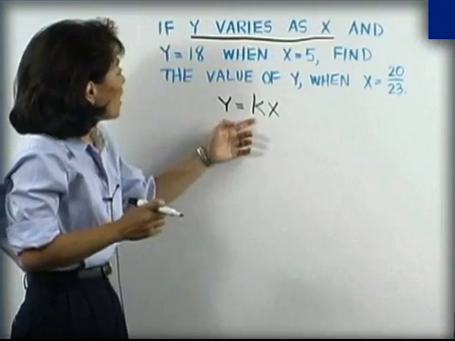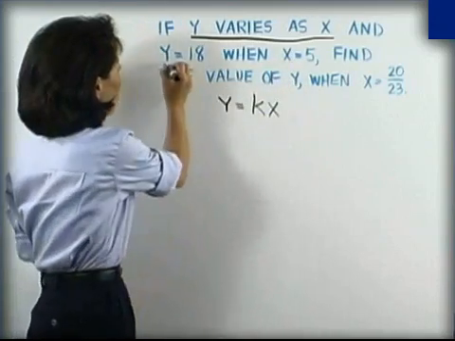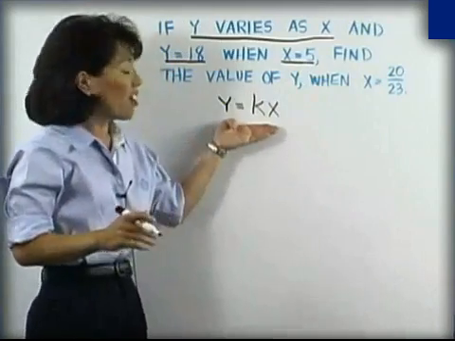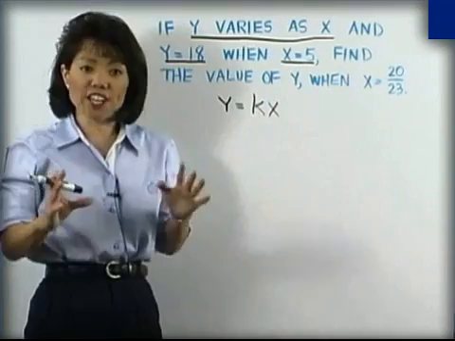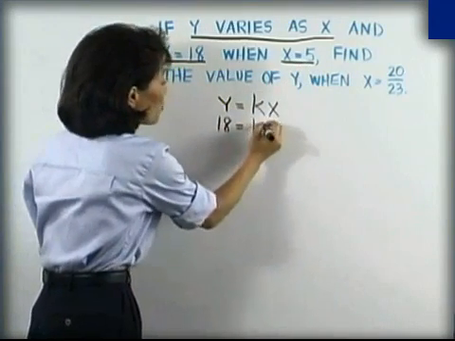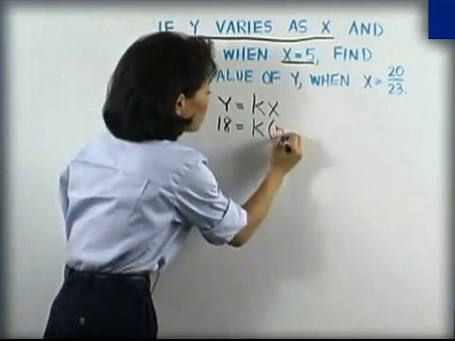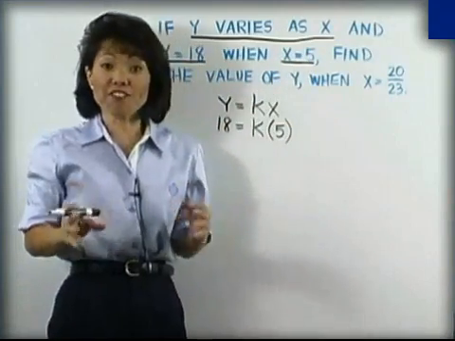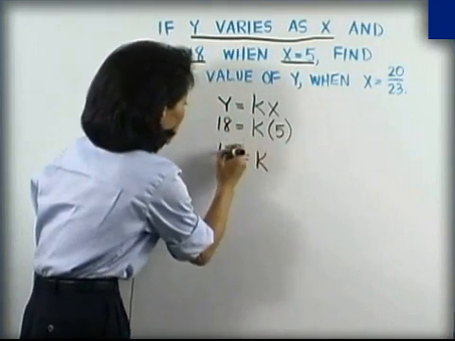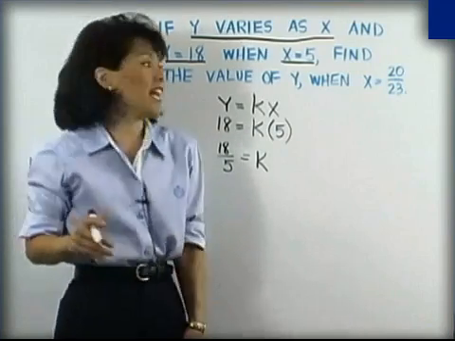So how can we find k? It says y equals 18 when x is 5. So we're going to use these two facts. The first step again, write the variation equation. We're going to solve for k. So when we do, y is 18, k is what we're looking for, so we leave it in our equation. X is equal to 5. To solve this equation for k, simply divide both sides by 5. So k is equal to 18/5. So we found our constant of variation to be 18/5.